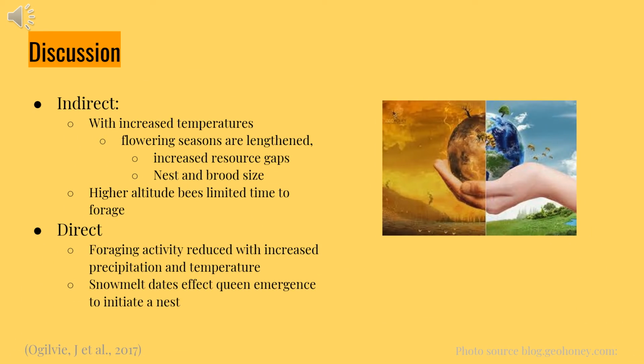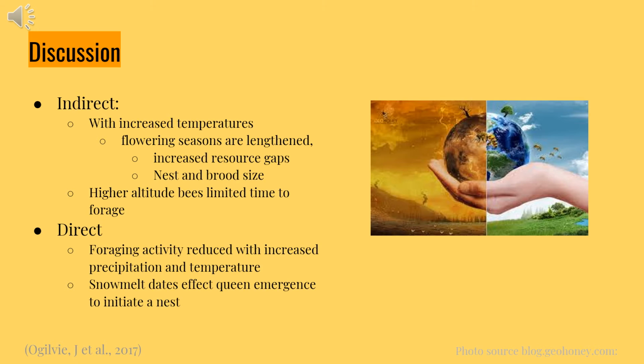Rather than direct climate effects on bumblebee abundance, indirect effects were found correlated to these bee populations from climate change on the flowers these bees forage from and thus pollinate from. Indirect effects from the study show that with increased temperatures, flowering seasons are lengthened, which may lead to increased resource gaps of low flower threshold and deteriorate the bee populations long term. This can be from a starved queen or insufficient resources to grow a colony.